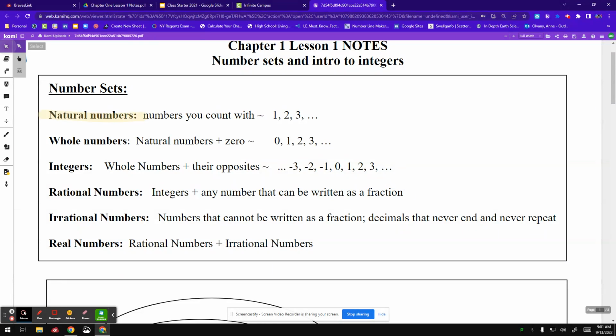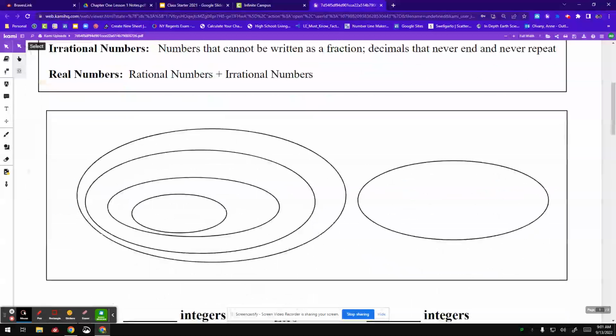So if we scroll down a little bit in this picture here, I'm going to write natural numbers. I'm just going to write natural because they're all going to be numbers. It's the smallest set. It's included in all the other sets that we have.